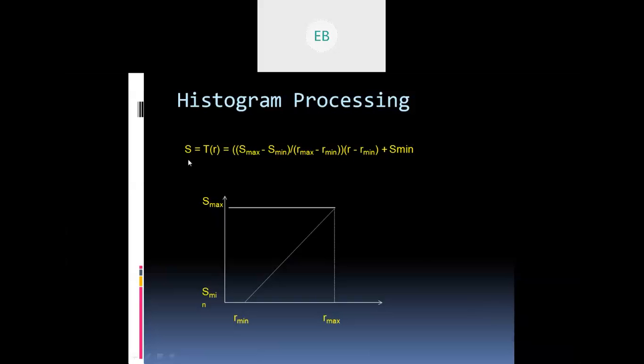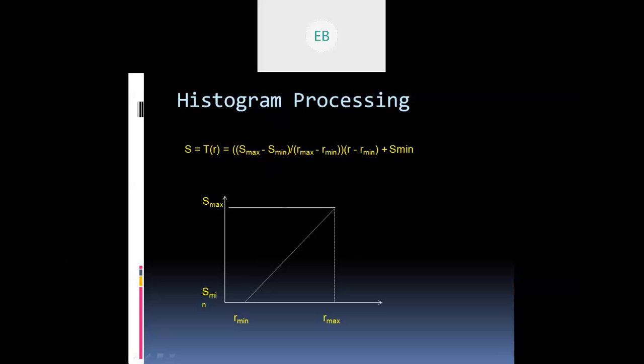This is our normal equation, that is, we are performing a transformation function on the input image to get the output image. This function is expanded to (S max minus S min) by (R max minus R min), which is the slope, into (R minus R minimum) plus S minimum. We'll see this in our next slides.